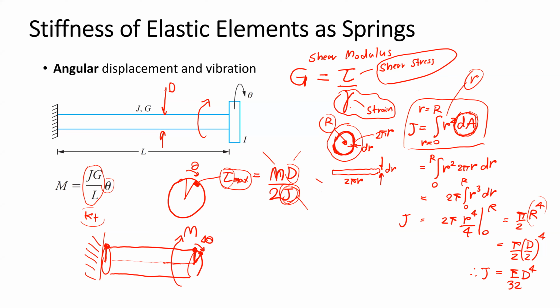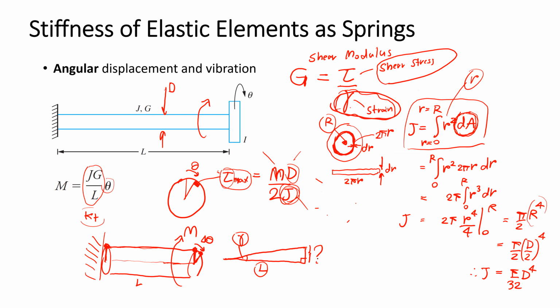The strain here is defined by... if we draw a triangle, and this side of the triangle is the length, the shear strain is the angle composed from this displacement and the length of the cylinder.